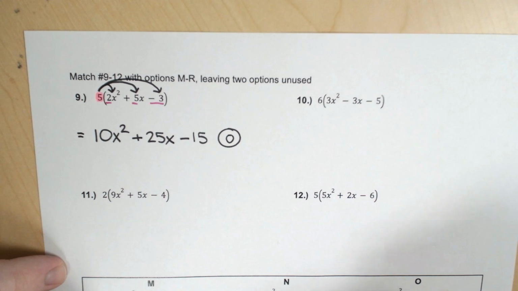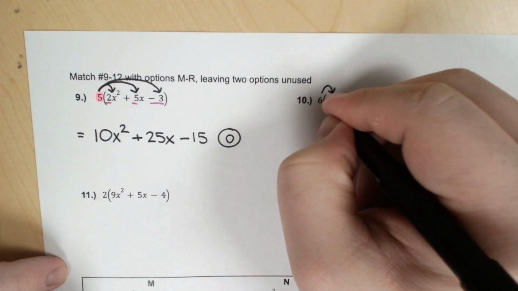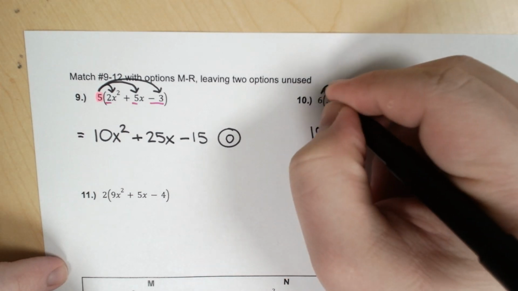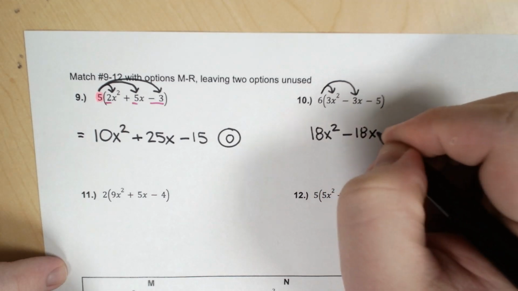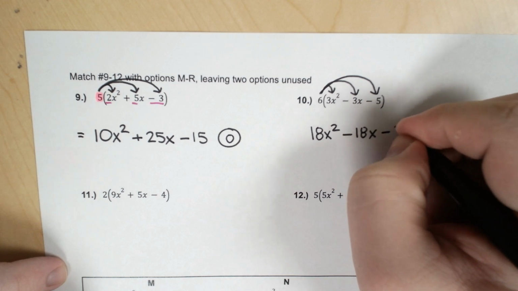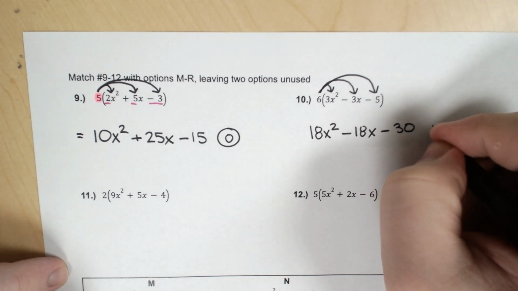Number 10, 6 times 3x squared. Well, 6 times 3 is 18x squared. 6 times negative 3 is negative 18x. And 6 times negative 5 is negative 30. So 18x squared minus 18x minus 30 is option P.